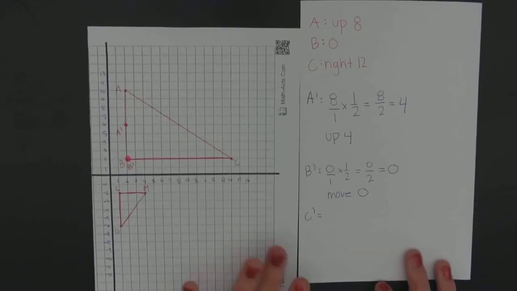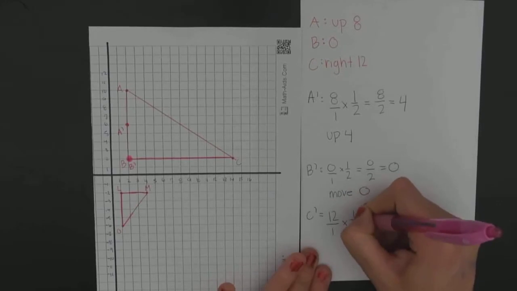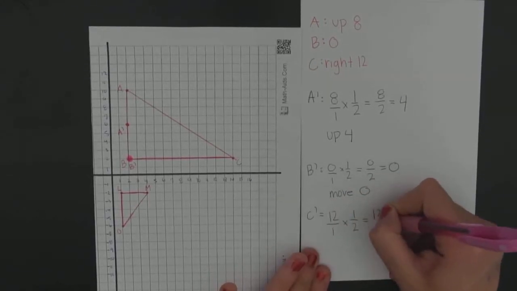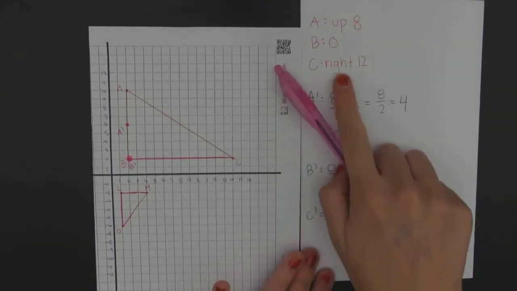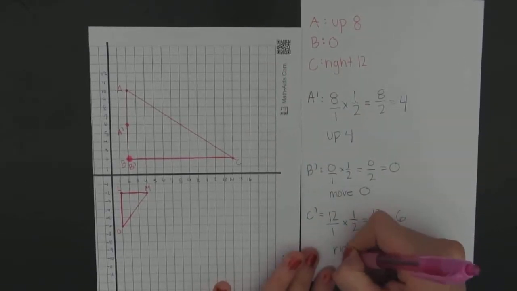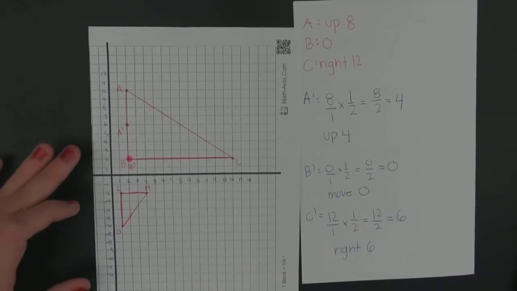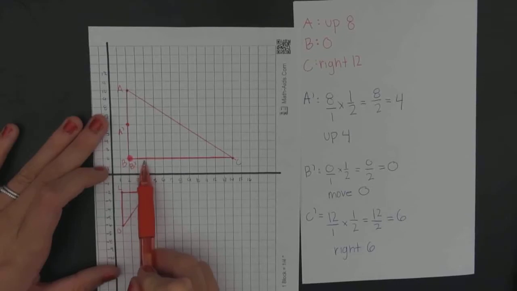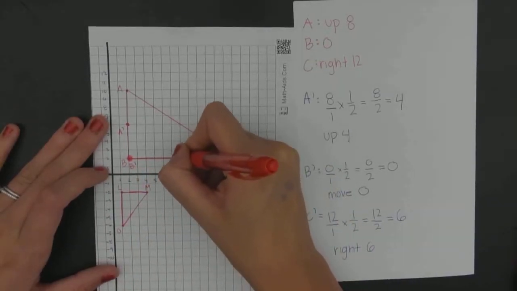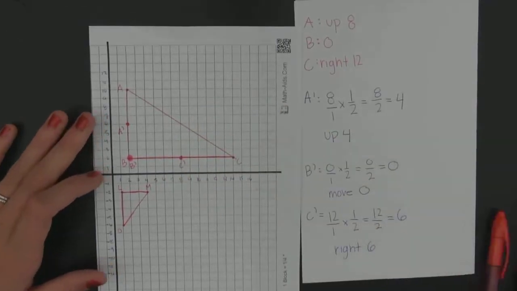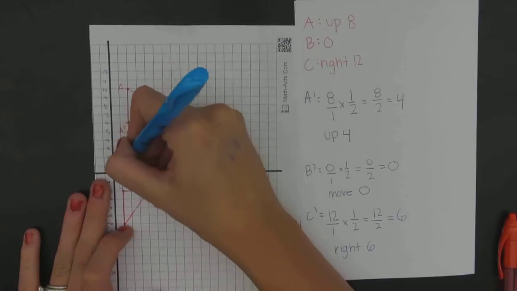Okay, C prime says I went right 12. So I'm going to take 12 and I'm going to multiply that by 1 over 2, which will give me 12 over 2, which simplifies to be 6. And I'm going to keep the direction. So I'm going to go right 6 from my center of dilation, which is B. 1, 2, 3, 4, 5, 6 is right there, and that is C prime. And I'm just going to connect my shape. I will do it in blue so you guys can see it a little bit better.